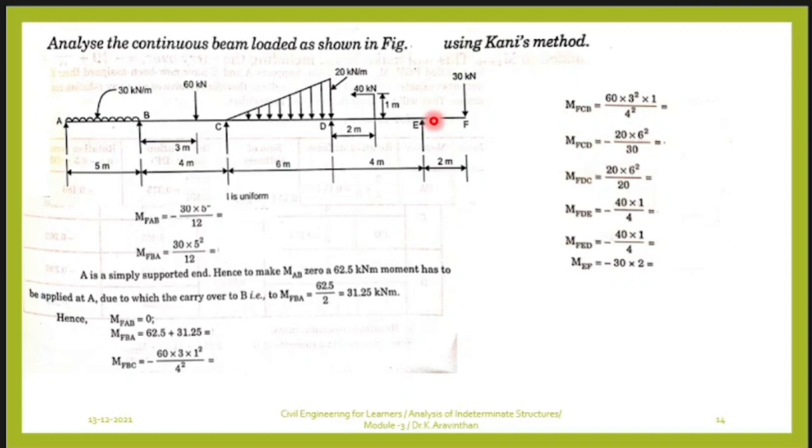If you are having 4 columns, then it will be a much longer procedure, and in Kani's method it is much simpler. So if you are going for 5 spans, the procedure is similar to what you are doing. Let us understand by solving this problem. Also the load is different in condition. These kinds of loads which you have not encountered in the moment distribution or slope deflection method, you have to know the formula. It will be easy to solve.